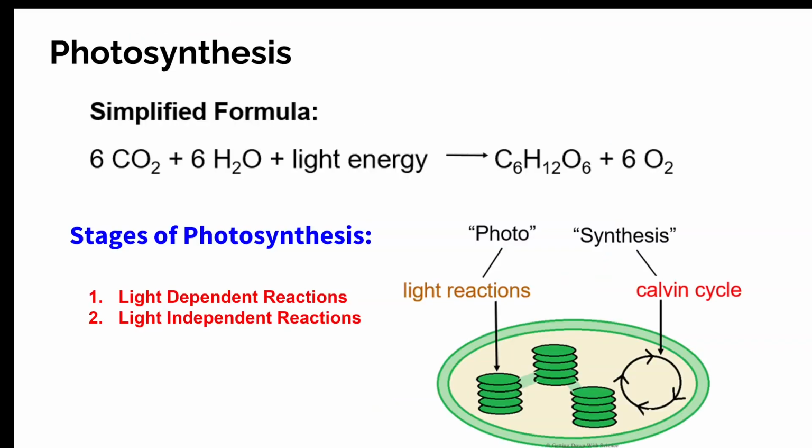So if we remember from regular biology, maybe your biology teacher had you memorize this equation for photosynthesis, where you have 6 carbon dioxides plus 6 water molecules, and then if you included light energy, what you ended up with was a glucose molecule, C6H12O6, plus 6 oxygen molecules as a byproduct.